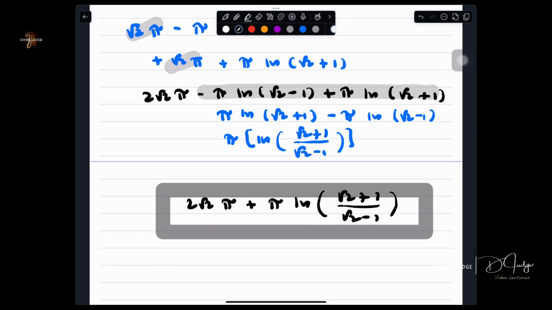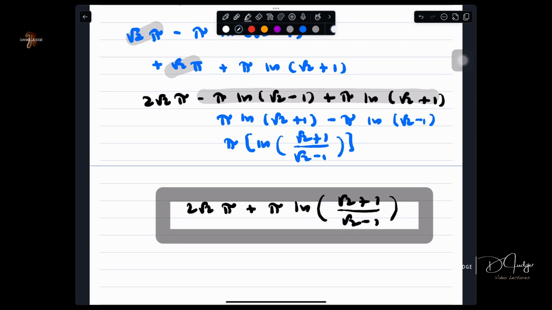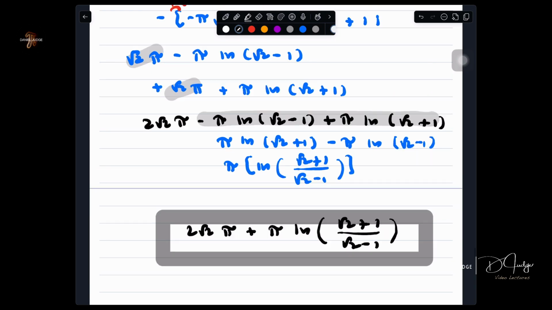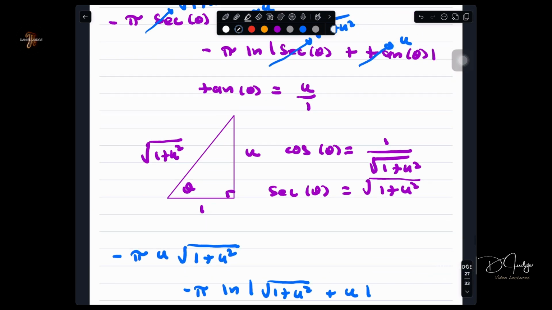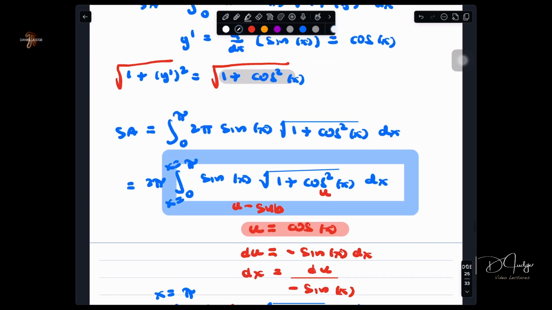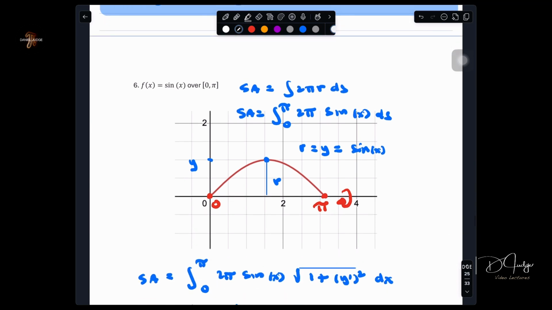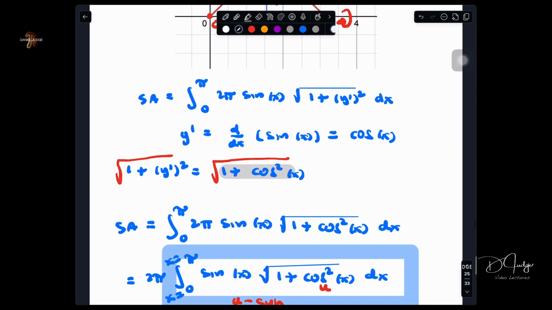So this is how we integrate. And this is how the answer for number 6 is. Surface area. Okay.